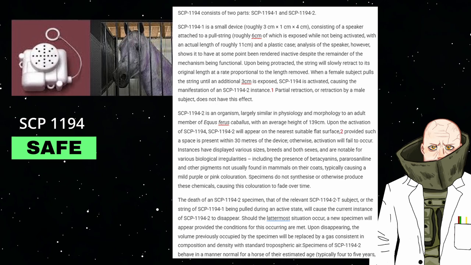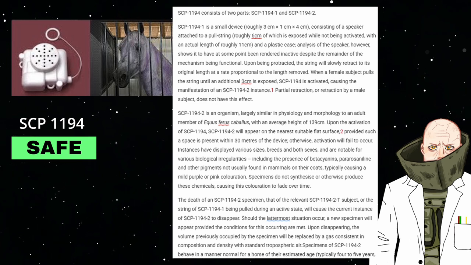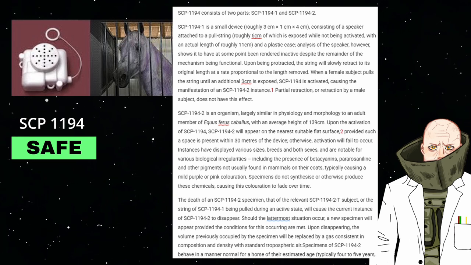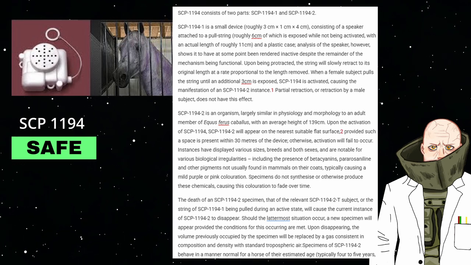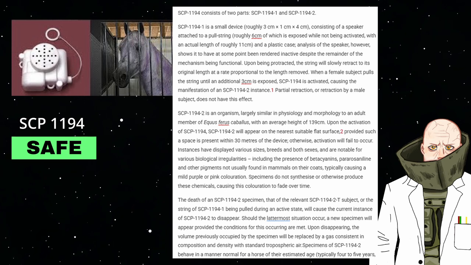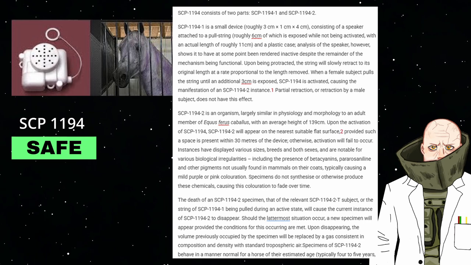Upon being protracted, the string will slowly retract to its original length at a rate proportional to the length removed. When a female subject pulls the string until an additional 3 cm is exposed, 1194 is activated, causing the manifestation of a 1194-2 instance. Partial retraction or retraction by a male subject does not have this effect.